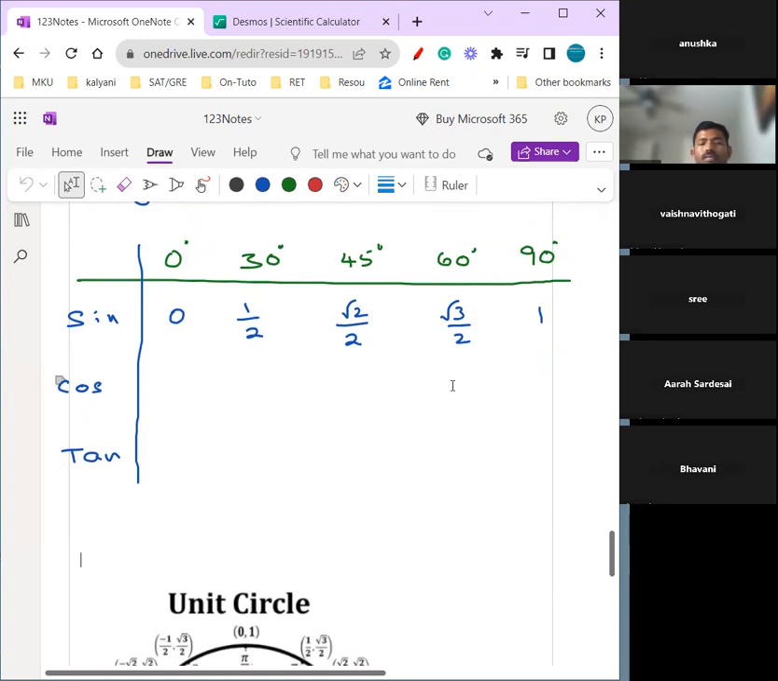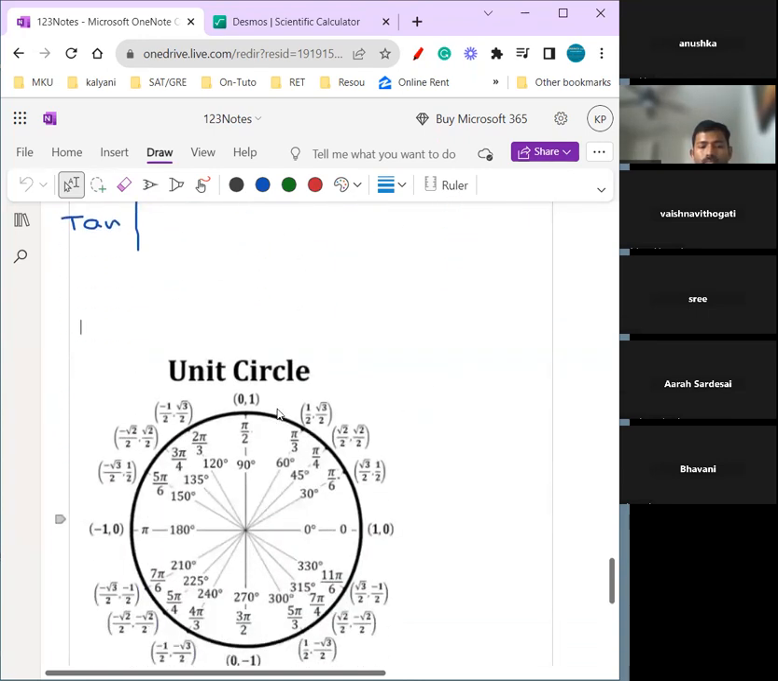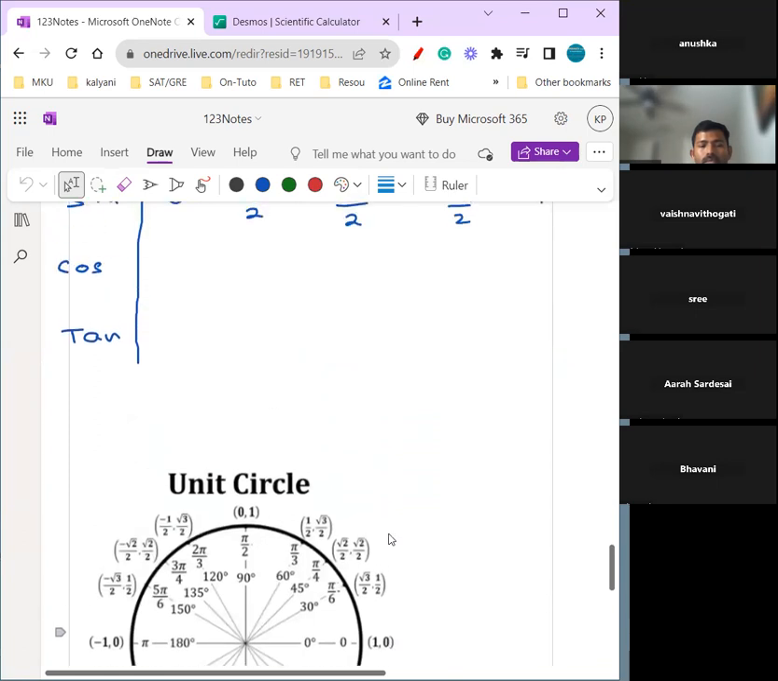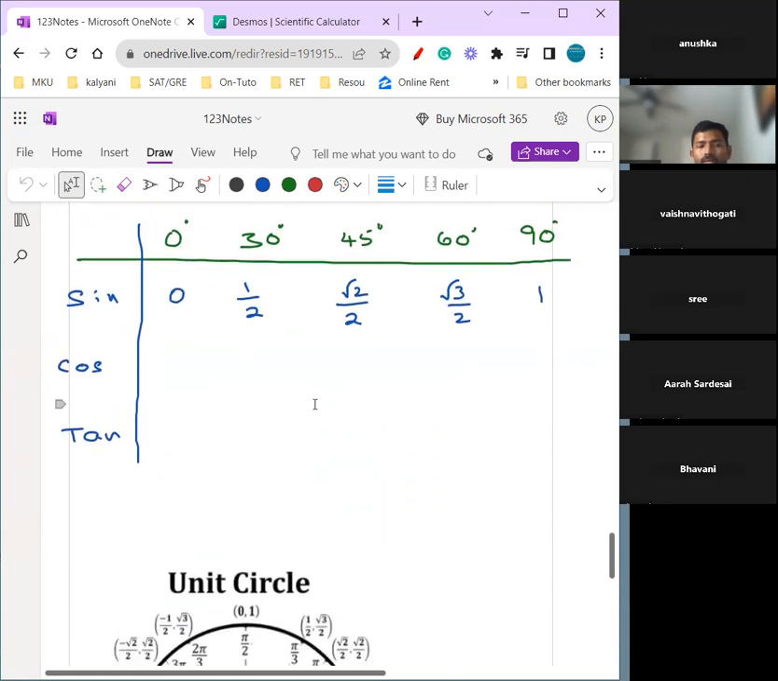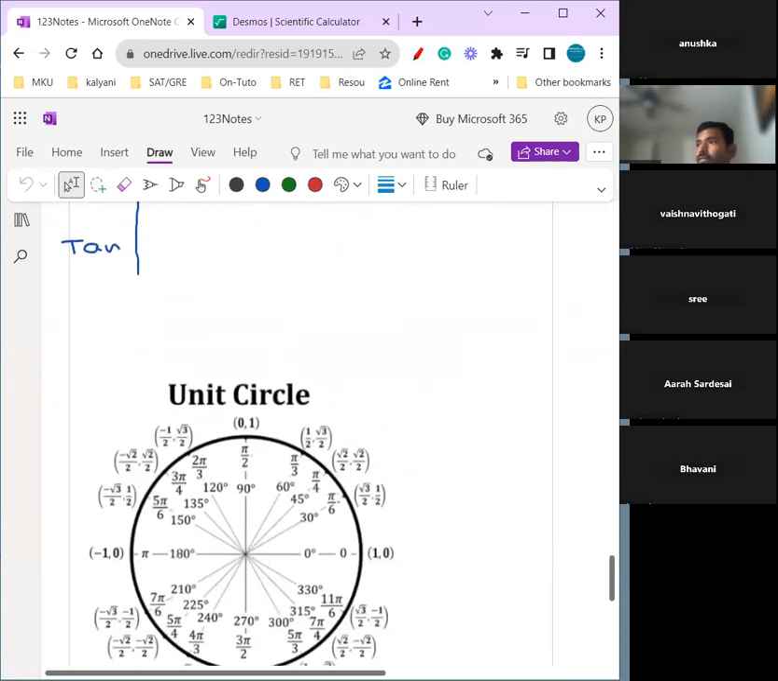Now, if I look at it, sine 0 is 0 here, and sine 30 is 1/2. And then 45 is radical 2 over 2. 60 degrees, radical 3 over 2. 90 degrees, it's 1. Okay, so those are the values.